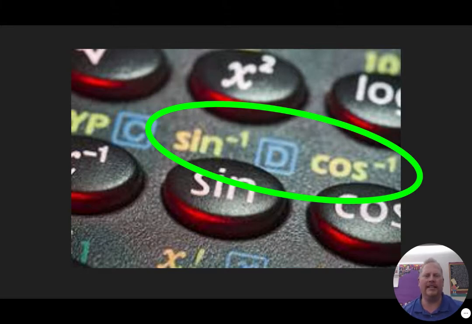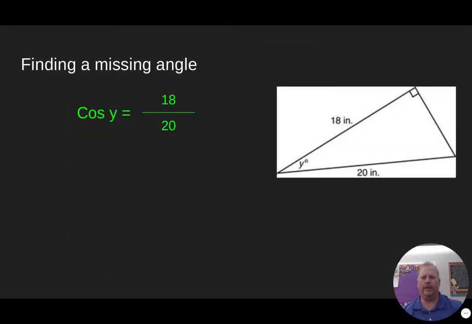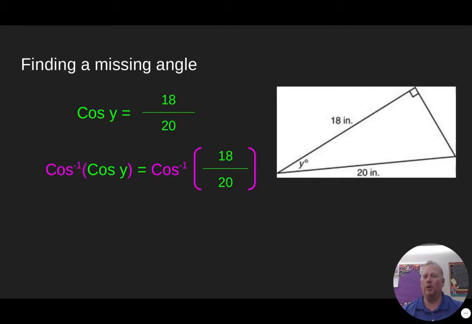And the whole reason those things exist is to undo sine, or undo cosine, or undo tangent. So if we go back to this example here, I need to undo cosine on the left side of the equation. So what I'm going to do is apply the inverse cosine to both sides of the equation. Here you can see in purple, the inverse cosine to both sides. Now the inverse cosine exists solely to undo cosine, so those two things will end up canceling each other out. So now I have the equation y equals the inverse cosine of 18 over 20.